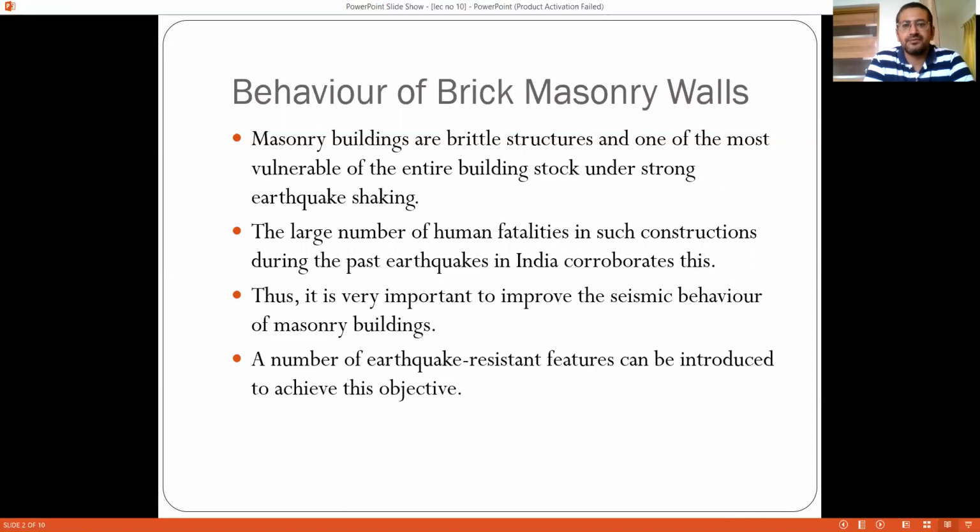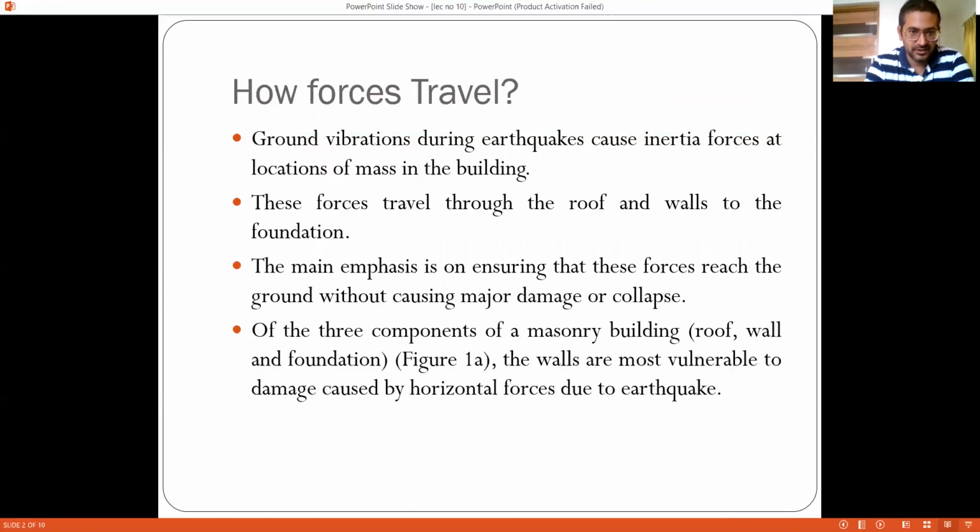The large number of human fatalities in such constructions during the past earthquakes in India corroborates this. Thus, it is very important to improve the seismic behavior of masonry buildings. A number of earthquake-resistant features can be introduced to achieve this objective. And a couple of such features are going to be discussed in these 3 or 4 lectures that we are going to have on this particular topic.